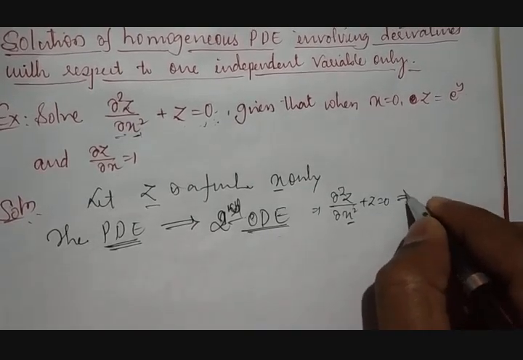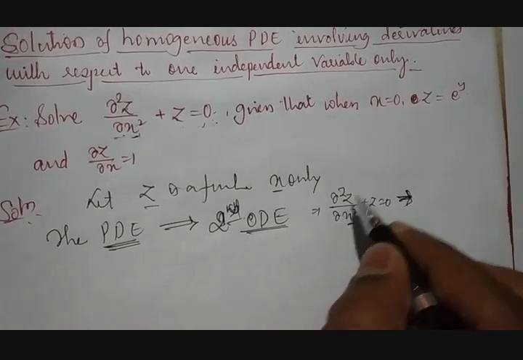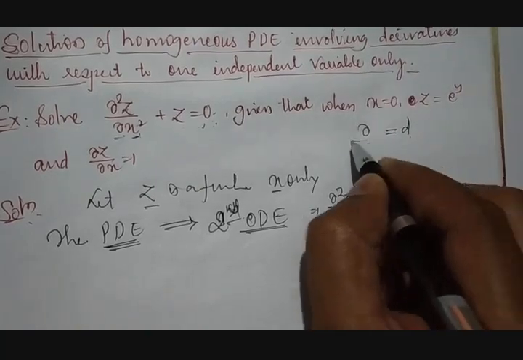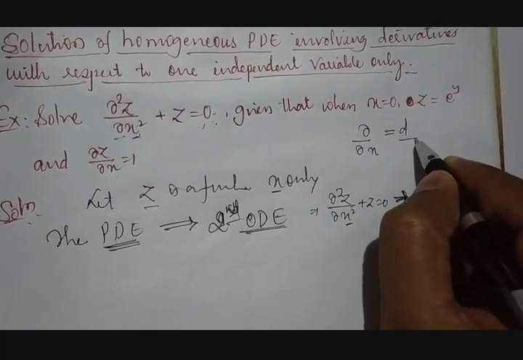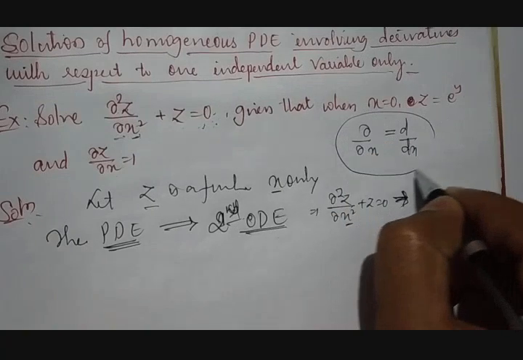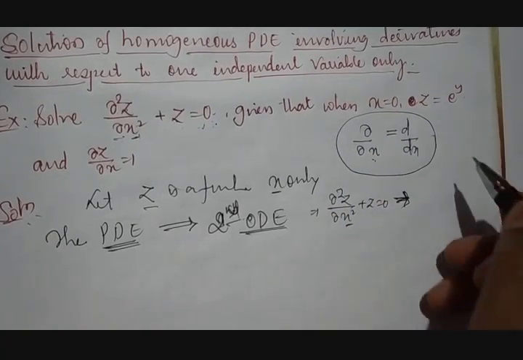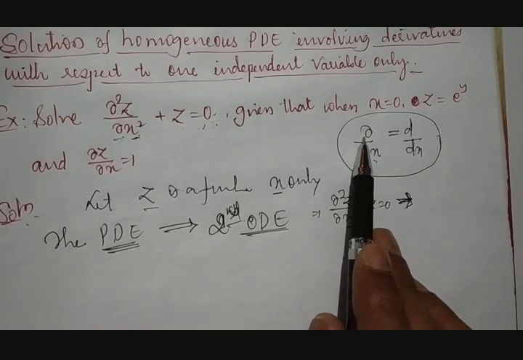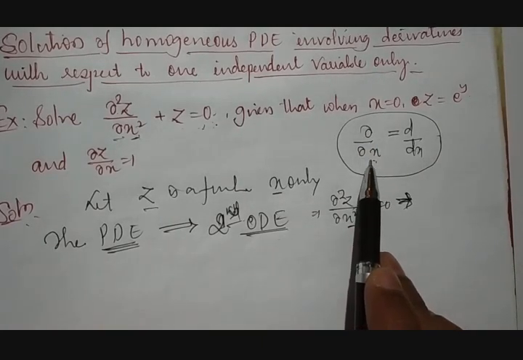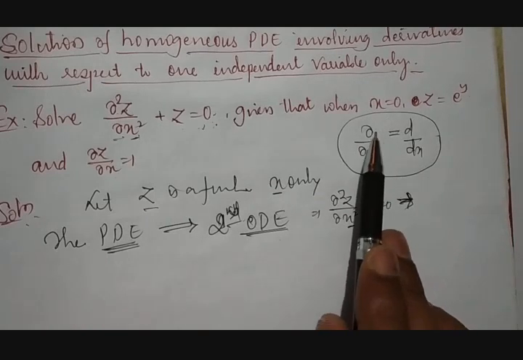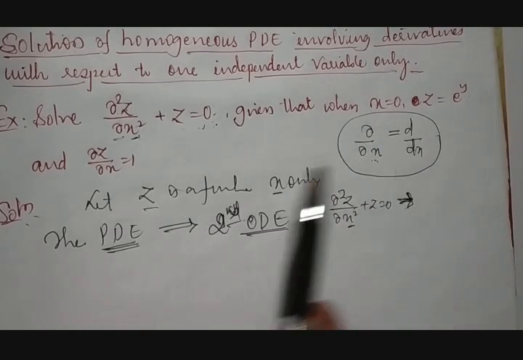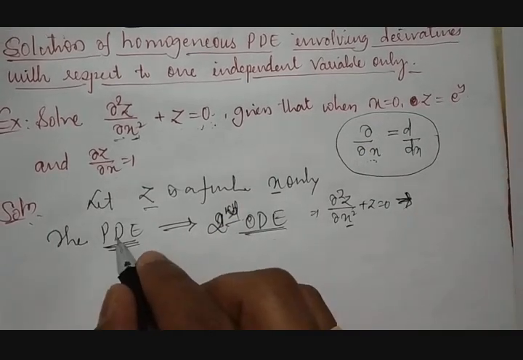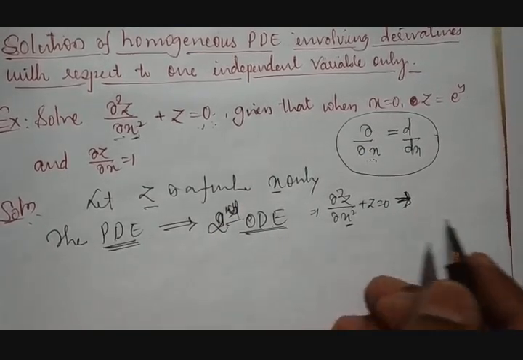Fine. So now dou will be converted into d. Here dou by dou x will be converted into d by dx if there is only a single variable in the partial differential equation. Means what? It is like the king without any kingdom. How can he be a king? A king without any kingdom will be like a common person. Fine. Therefore, our partial differential equation becomes an ordinary differential equation.